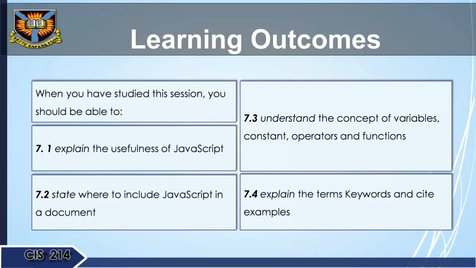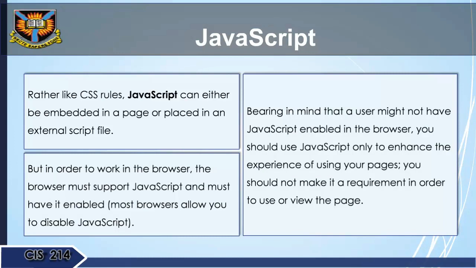cite examples. JavaScript. Rather like CSS rules, JavaScript can either be embedded in a page or placed in an external script file. But in order to work, the browser must support JavaScript and must have it enabled. Most browsers allow you to disable JavaScript. Bearing in mind that a user might not have JavaScript enabled in the browser, you should use JavaScript only to enhance the experience of using your pages. You should not make it a requirement in order to use or view the page.